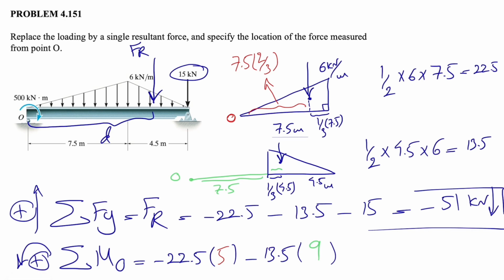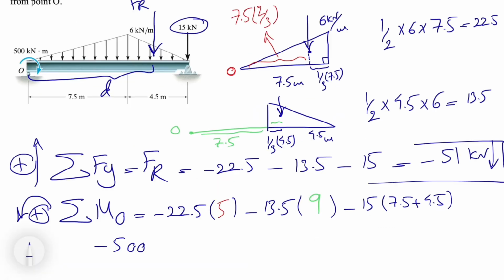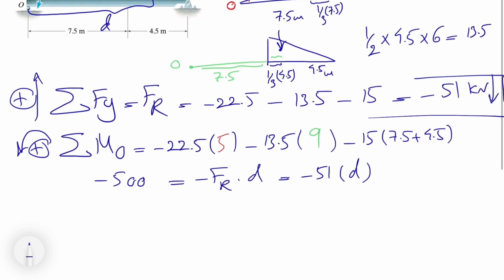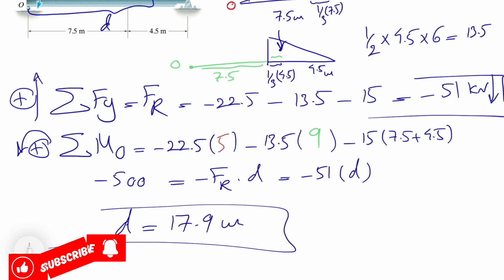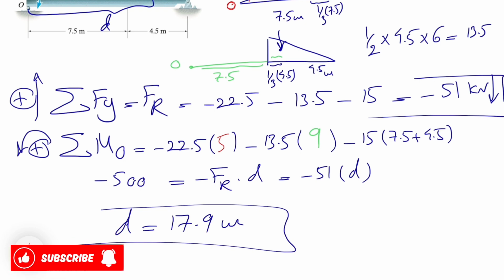So now we have this. We also have the force of 15 kilonewton at the end of the beam, and the distance will be 7.5 plus 4.5. And the last moment is the moment that we have at point O. We have a 500 kilonewton meter moment applying at point O, and that's pretty much what we have. And this would be basically our Fr times d. We already found Fr. We have minus 51 times d, and from here we can find d, 17.9.